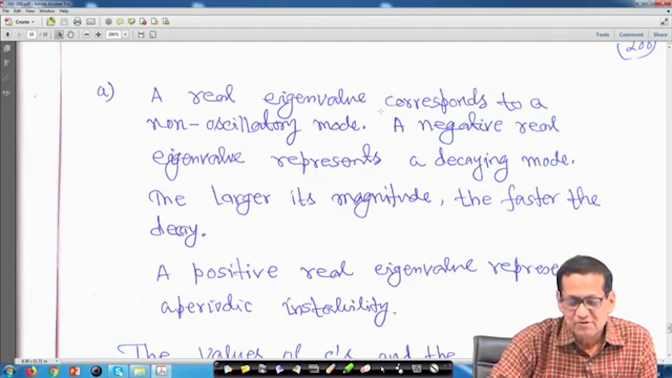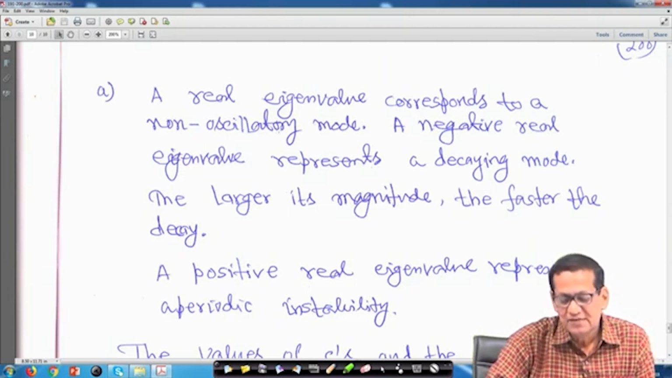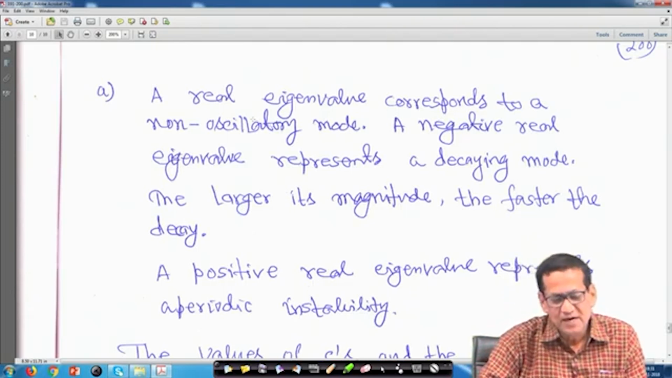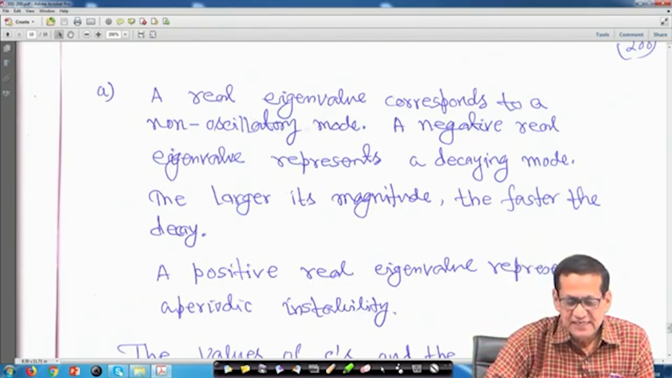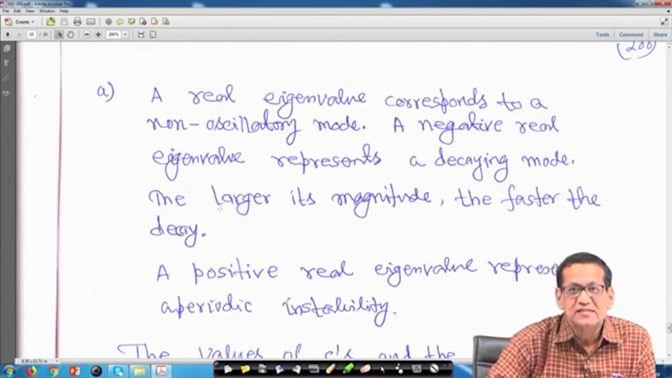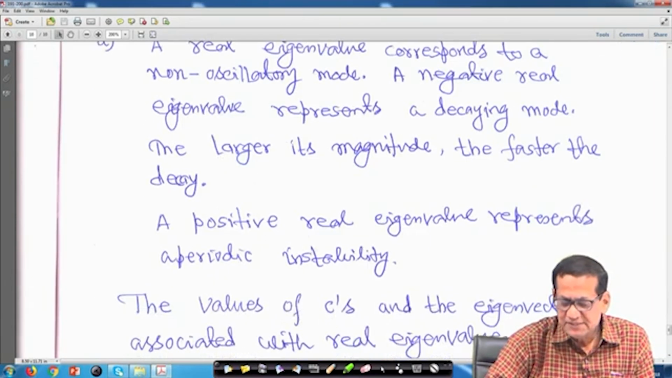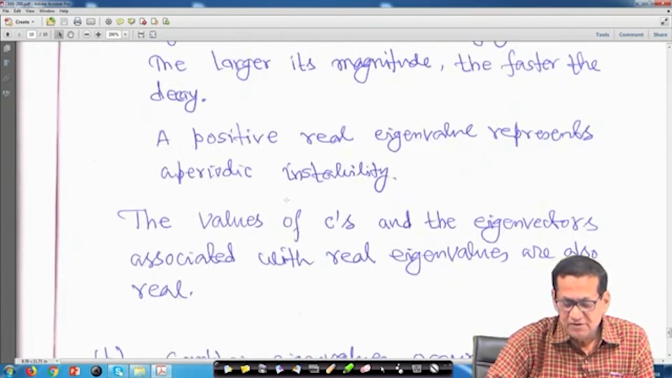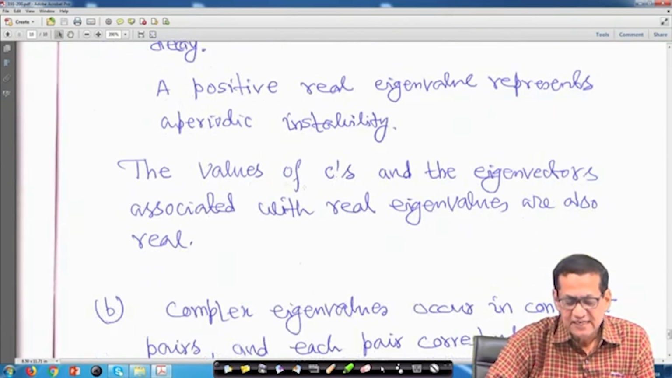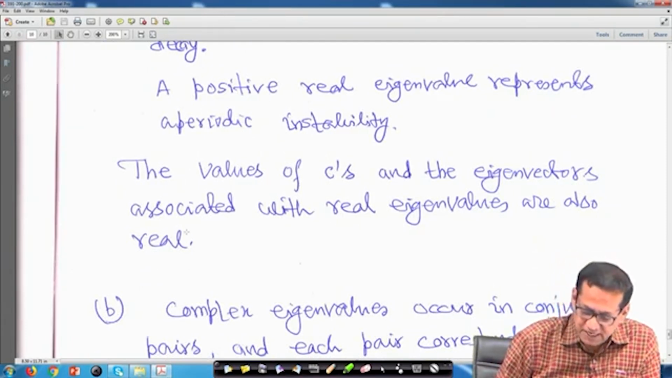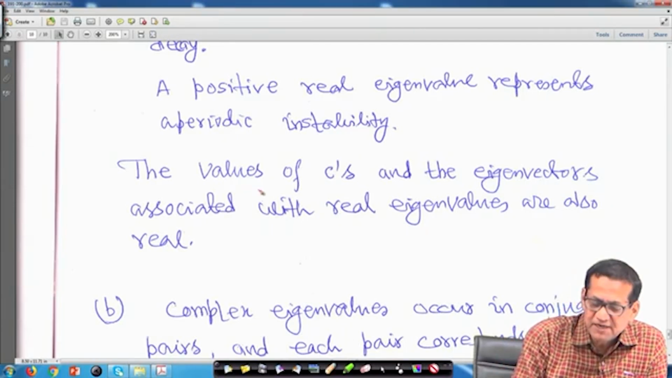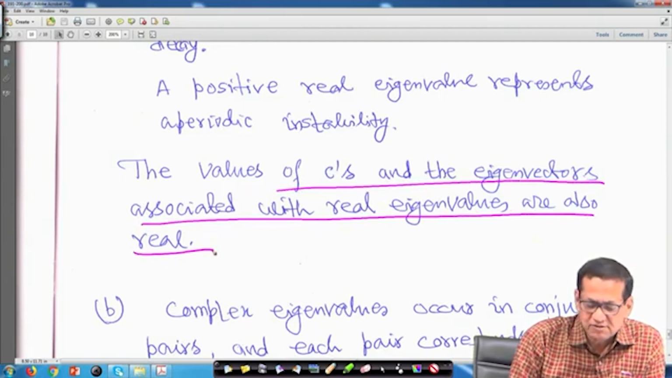So, a real eigenvalue corresponds to a non-oscillatory mode, and a negative real eigenvalue represents a decaying mode. The larger its magnitude, the faster the decay. A positive real eigenvalue represents aperiodic instability. The values of the constants C and the eigenvectors associated with the real eigenvalues are also real. So, one or two things you have to keep in mind: the values of C and the eigenvectors associated with the real eigenvalues are also real.